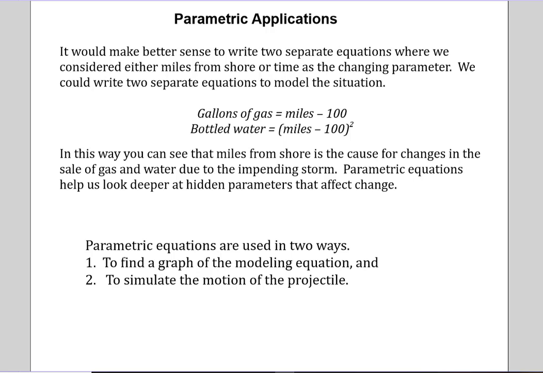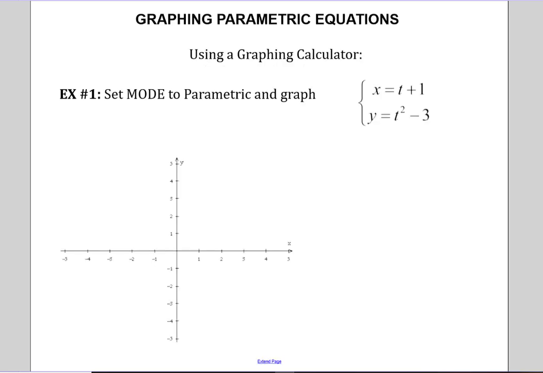The gallons of gas equals miles minus 100, and the bottled water equals miles minus 100 squared. In this way, you can see that miles from shore is the cause for changes in the sale of gas and water due to the impending storm. Parametric equations help us look deeper at hidden parameters that affect change. Parametric equations are used in two ways: to find a graph of modeling an equation and to simulate the motion of a projectile. So let's jump in.